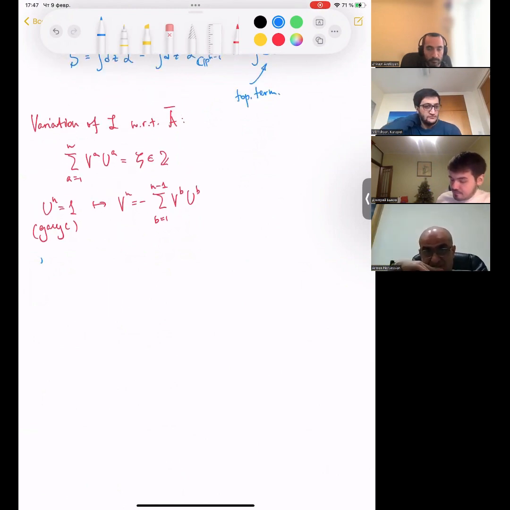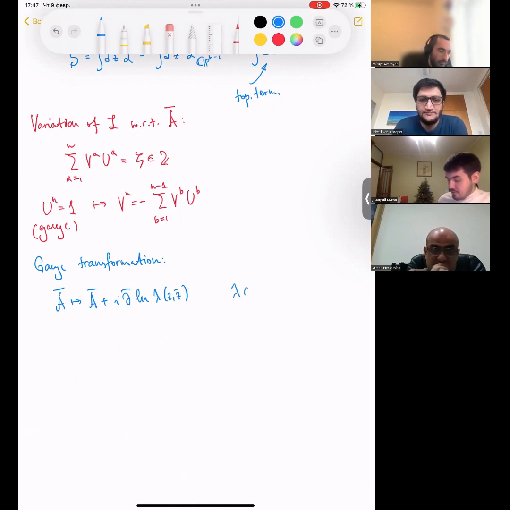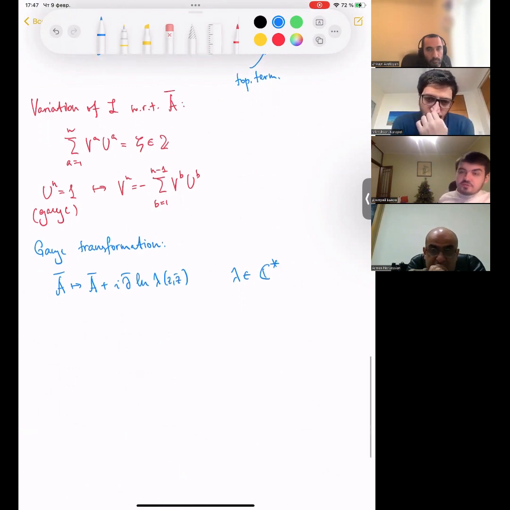And its gauge transformations: A bar goes to A bar plus i d bar log lambda. So lambda is a complex valued function. So in particular, we can actually pick a gauge where it's exactly 0. Okay.